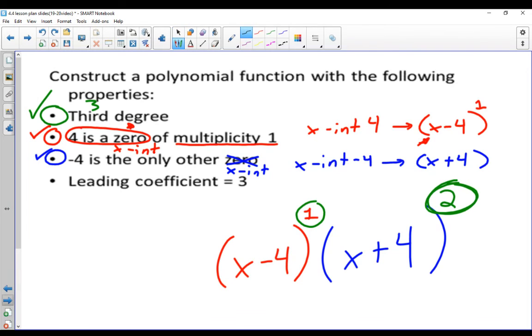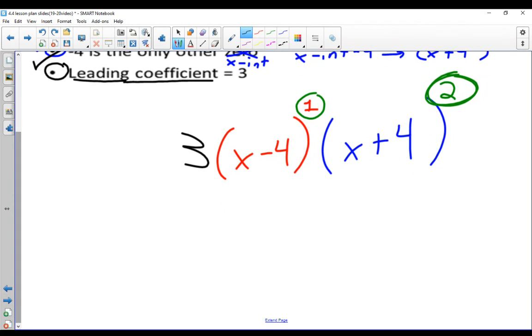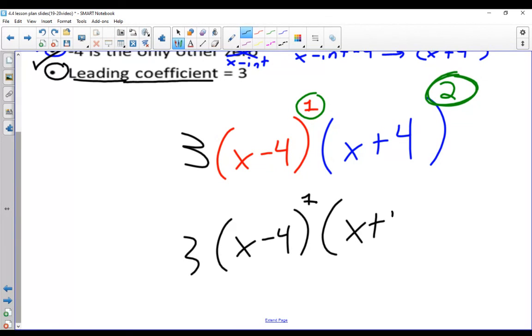And then your final property, leading coefficient is 3. Basically, put 3 in the lead. There you go, you have your leading coefficient. Done. So just like that, you have your final answer: 3 times x minus 4 to the power of 1, x plus 4 to the power of 2.